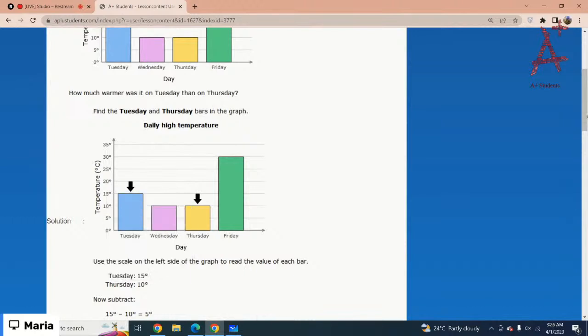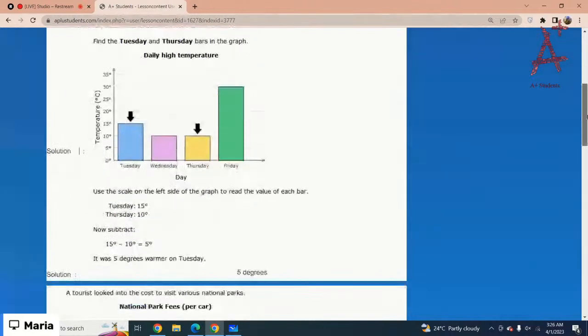So you have to calculate the difference, how much warmer Tuesday is than Thursday. So subtract the temperature of Thursday from Tuesday. So 15 minus 10 equals 5. That means Tuesday is 5 degrees warmer than Thursday. Got it? Let's just start the next lesson. We are going to start with the test questions.